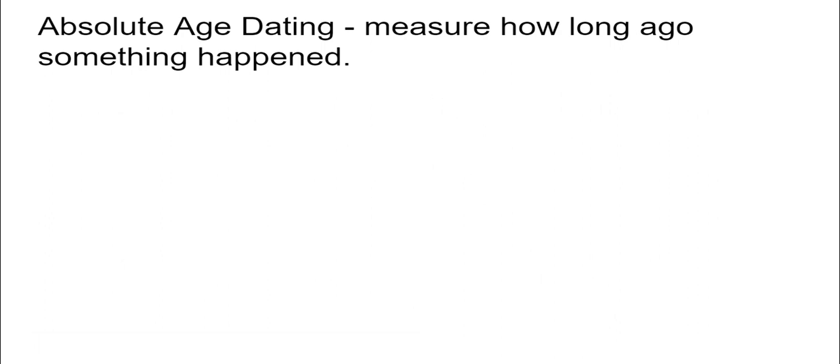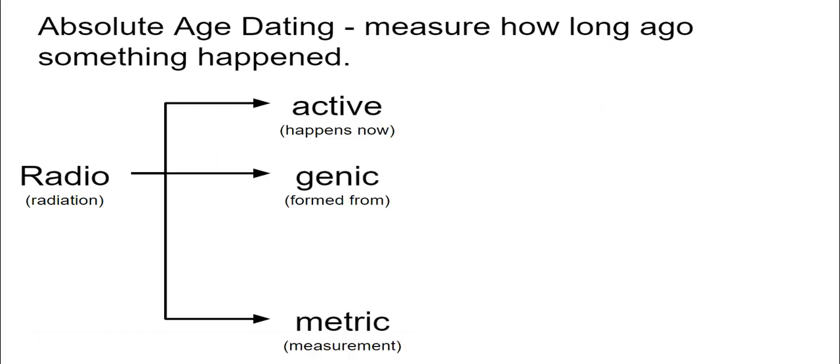This is where the vocabulary starts to get weird, so I wanted to break it down. We're going to have three different radio words. We're going to have radioactive, radiogenic, and radiometric. So radio means radiation, and then the three different suffixes are going to make three different words. Active means it's happening now. Genic means it's formed from. So let's start with those two.